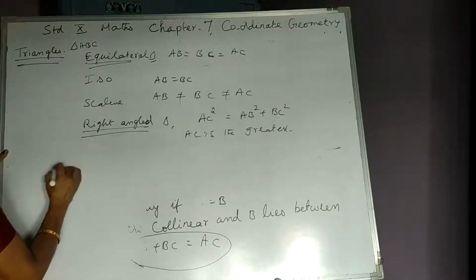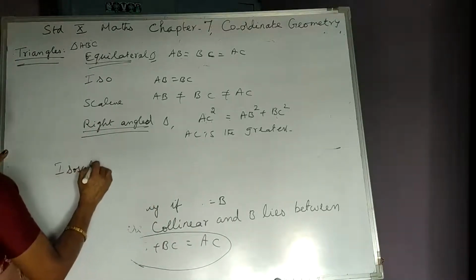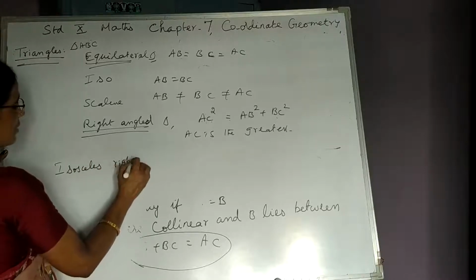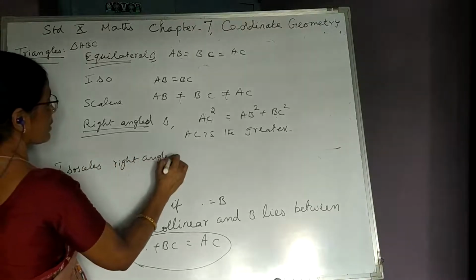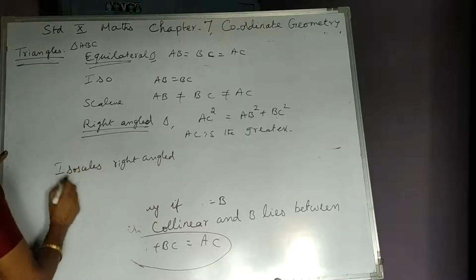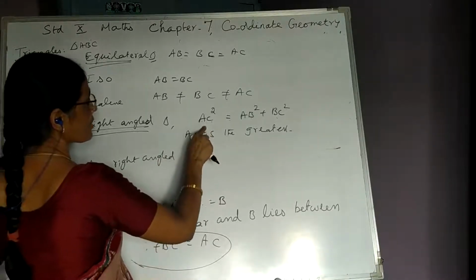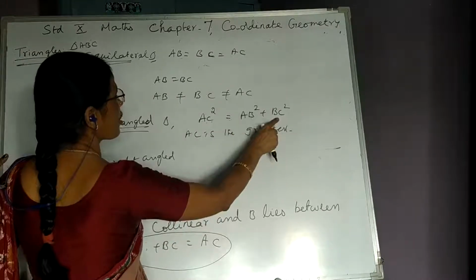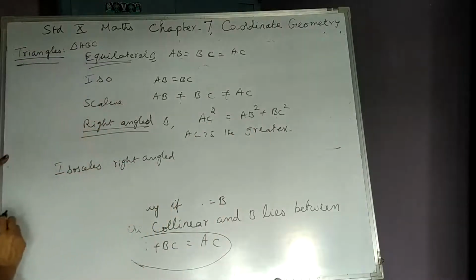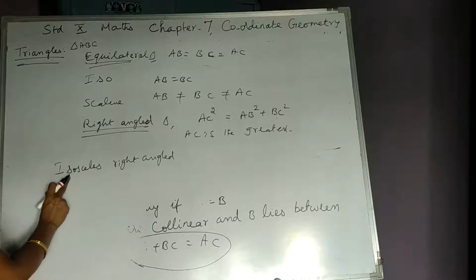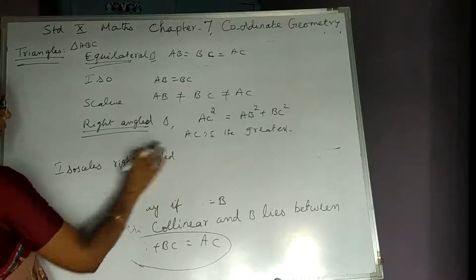What is an isosceles right angled triangle? Just we have to combine the properties of isosceles and right angle. Two sides should be equal and the square of the biggest should be equal to the sum of the squares of the remaining two sides. Then we say it is an isosceles right angled triangle.